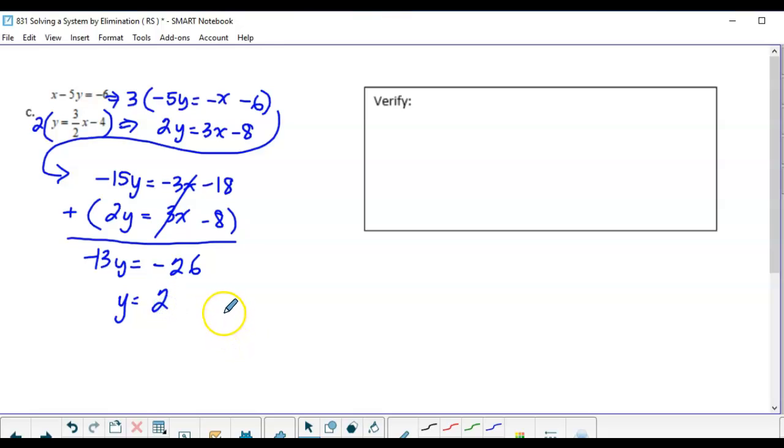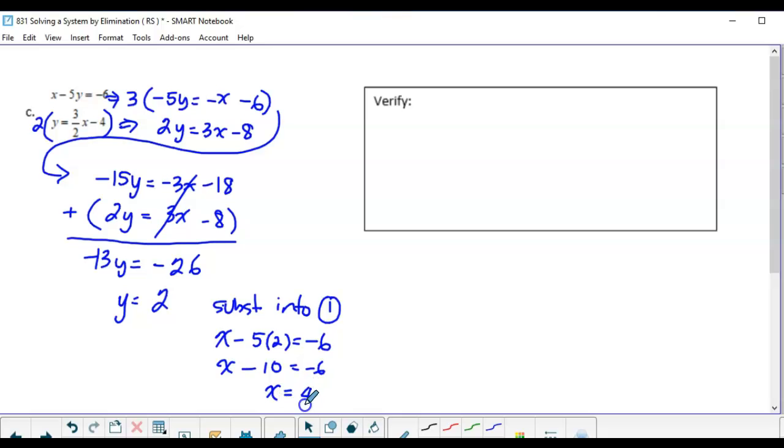So then I'm going to go back and substitute into the first one. So x minus 5y, just because it doesn't have any fractions, right? And it's easy to solve for x. So that's x minus 10 equals negative 6. So x equals positive 4. So again, that's (4, 2), or x equals 4, y equals 2.